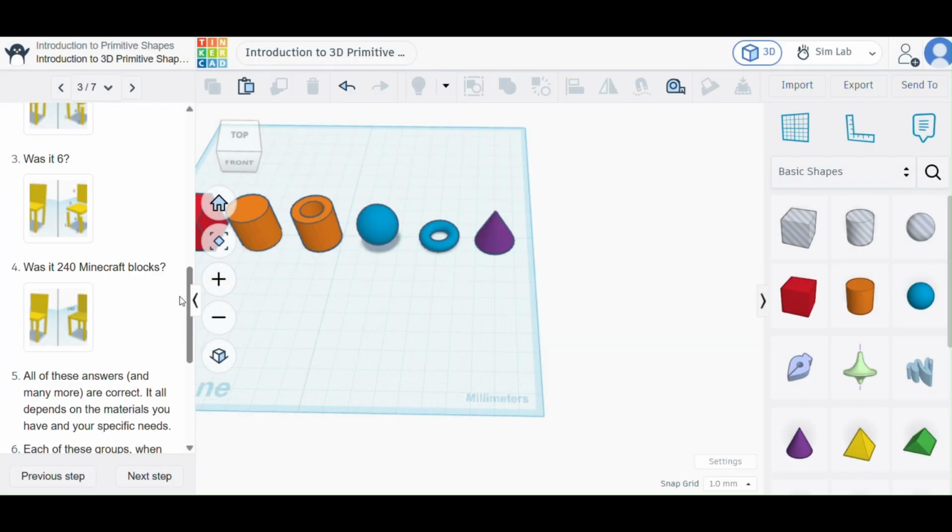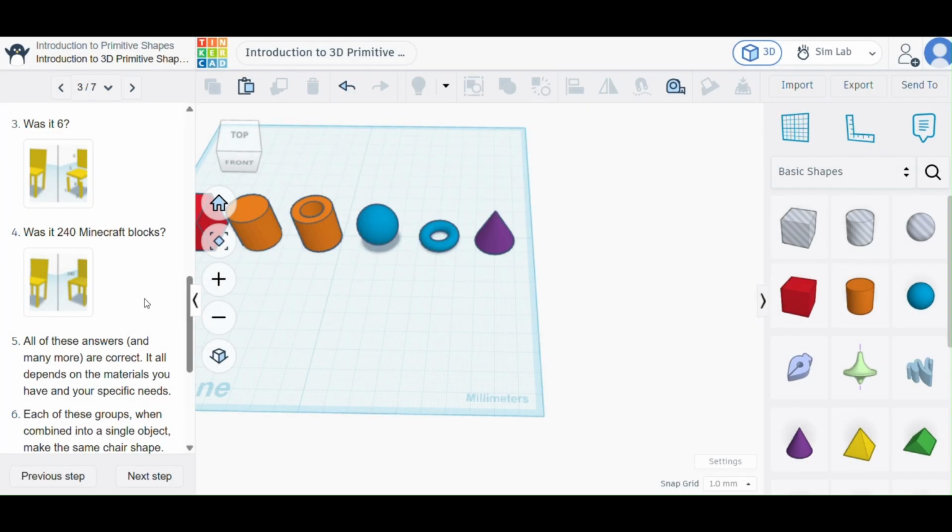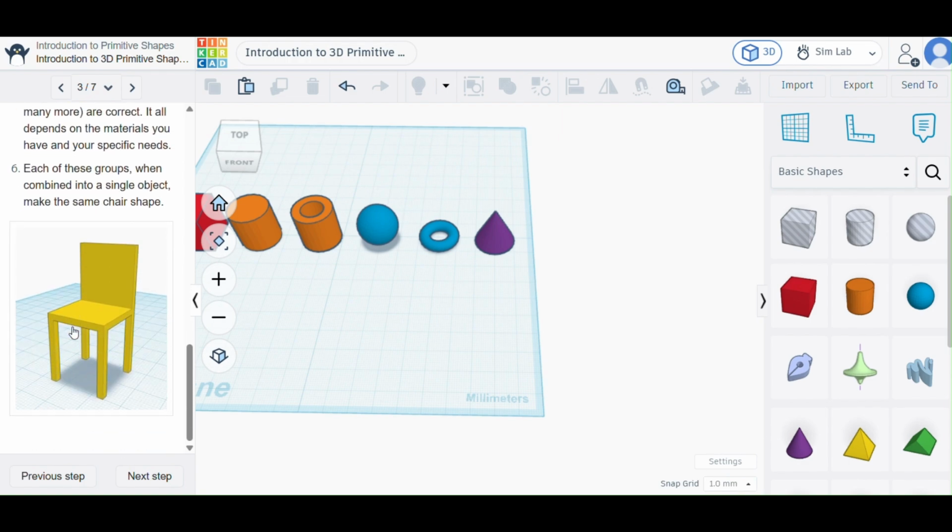Or was it 240 Minecraft blocks? This is an acceptable way for it to be built as well. 240 cubes. There are lots of different ways to build stuff in 3D, and that's one of the things I want to get across here. There is no right way. There are shorter ways or easier ways, but any way you get it done can be the right way. Don't worry about getting things done the one right way, because there is no such thing.